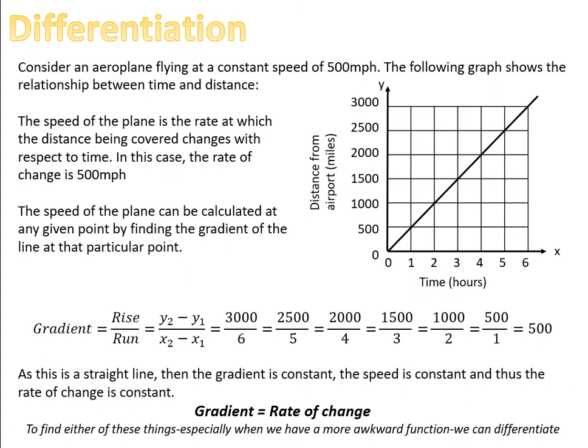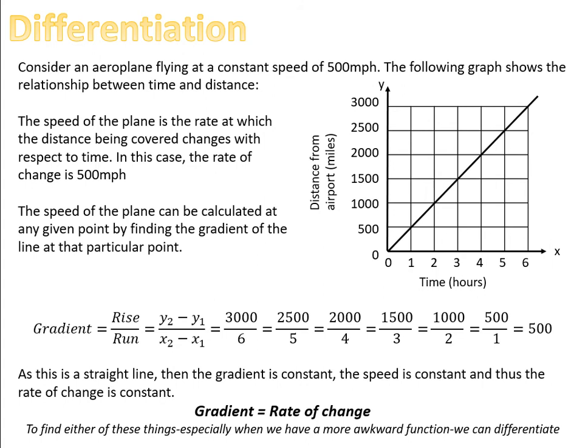Right, to find either of these things, especially when we have a more awkward function, we're going to differentiate from now on. So we're not generally going to be starting with the graph. Obviously we've used gradient in terms of graphs quite a lot in terms of points. But what we're going to be dealing with from now on is a function, so an actual equation of something, and we want to take that and find the rate of change. And it's the same thing as finding the gradient. It's just a little bit more complicated when we've just got a function, okay? So bear with me. I'm not showing you how to do this yet, so don't panic just yet.